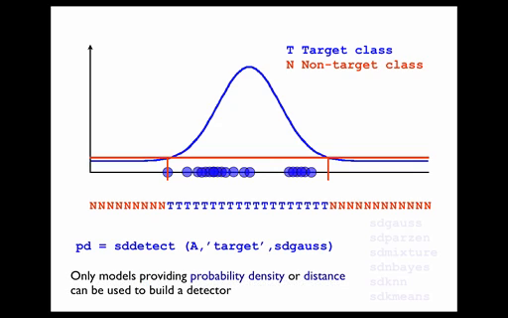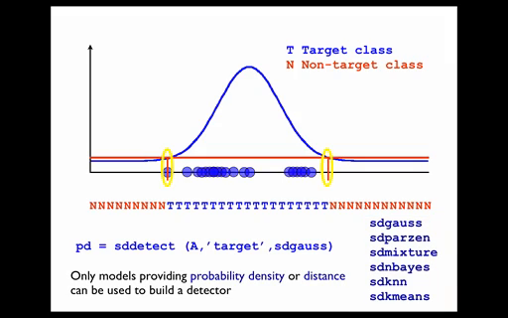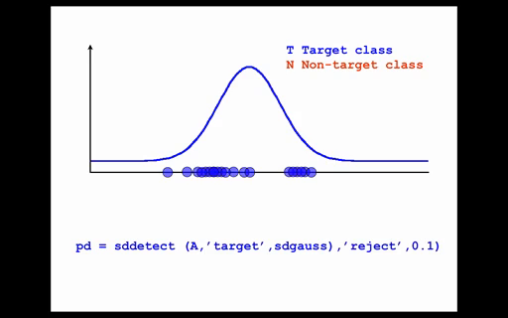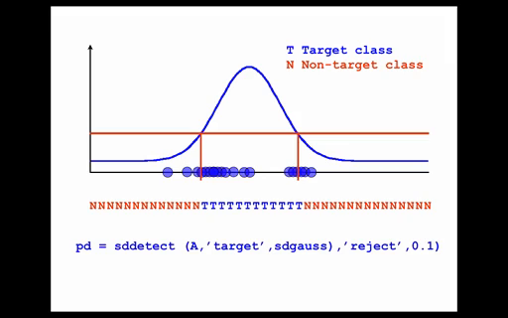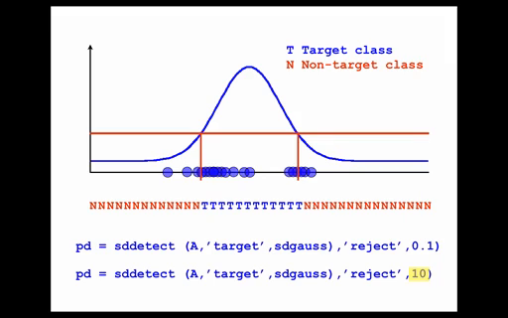Note that only models providing probability density or distance can be used to build a detector. By default, the detector sets the threshold so that all target samples are accepted. We can choose to be less permissive and, for example, set the threshold to reject 10% of the data using the reject option. Or we can specify how many objects should be rejected.